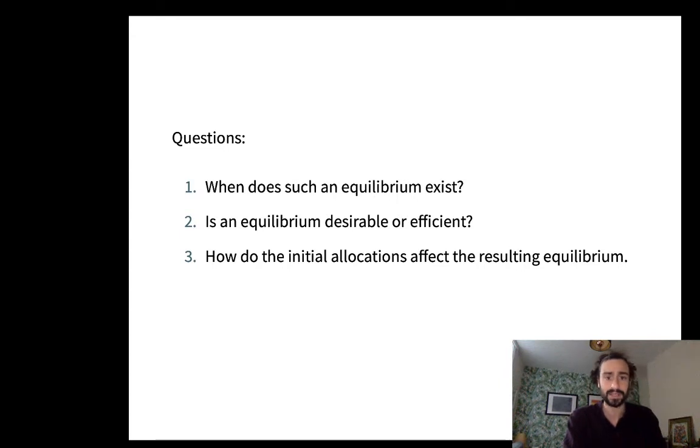And we're going to ask three questions about such a thing. Does this equilibrium exist? Are the equilibrium points desirable or efficient? And how do the initial allocations change the resulting equilibrium?